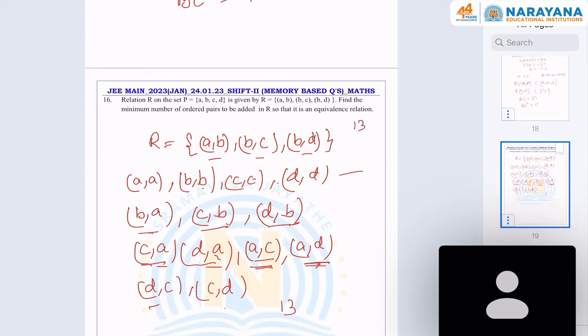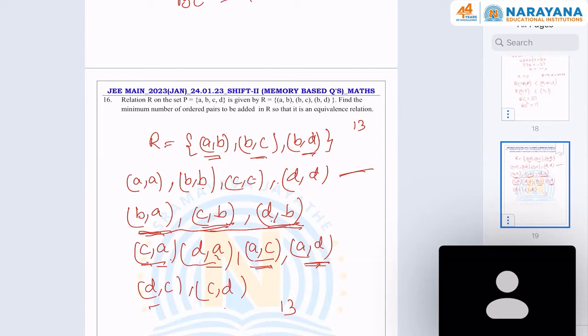So first I'm making this reflexive: B comma B, C comma C, D comma D. Then I'm making this symmetric. So here we have A comma B, B comma C, B comma D. So I have to add B comma A, C comma B, D comma B. Again, I want to make this transitive. So here we have B comma A, C comma B, D comma B, means C comma B, B comma A. So I should have C comma A.